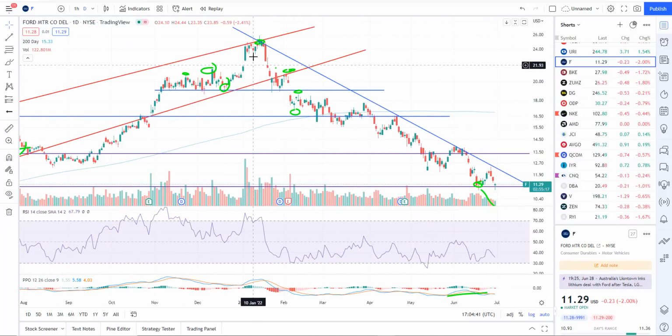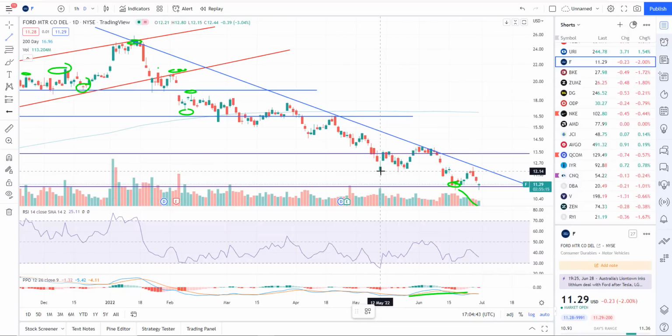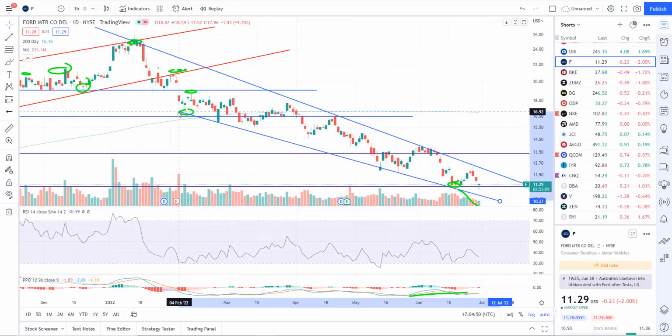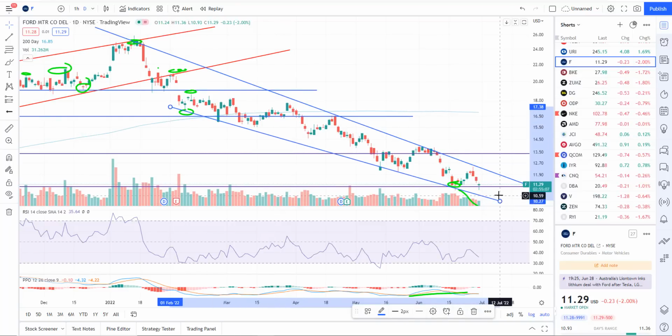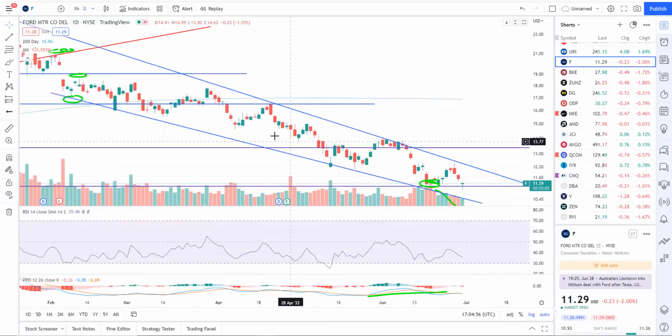Next up, Ford, okay? Clear downtrend line here. We actually have a bullish falling wedge pattern. It's really right about there. Bullish falling wedge, can probably extend that out, something like that. All right, there's your bullish falling wedge pattern.